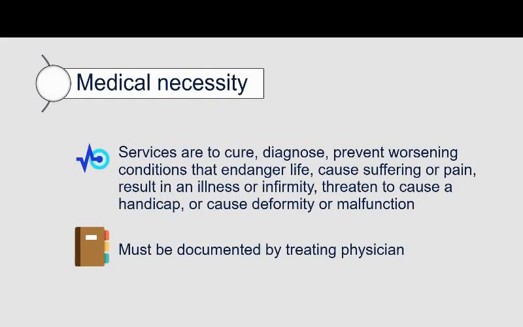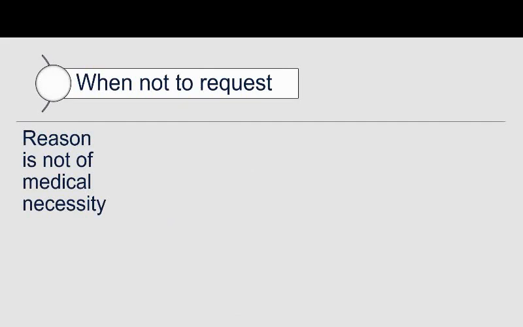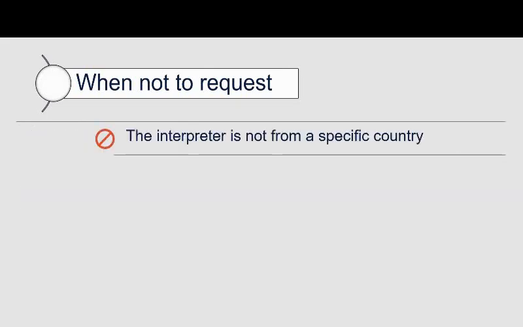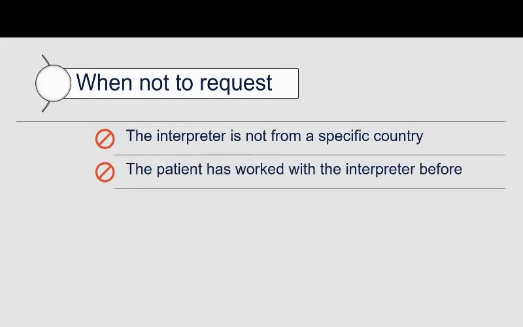Now that we've covered when to request and the guidelines associated with that, let's discuss when not to request a specific interpreter. You should not request a specific interpreter if the reason is not of medical necessity. These include, but are not limited to, the interpreter is not from a specific country, the patient has worked with the interpreter before. This is often thought of as continuity of care. However, meeting continually with a specific interpreter doesn't always constitute medical necessity unless the treating physician has documented reasons.